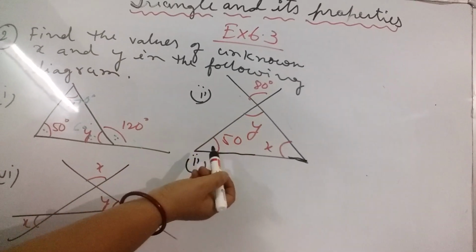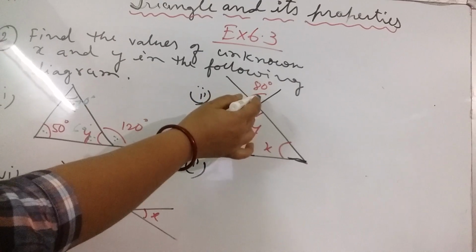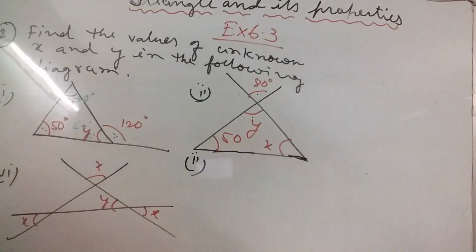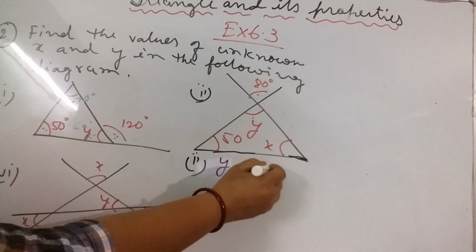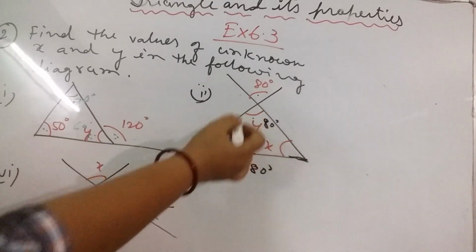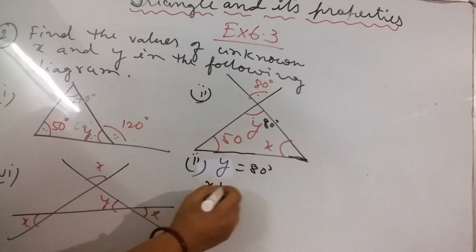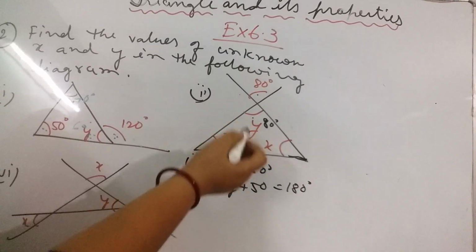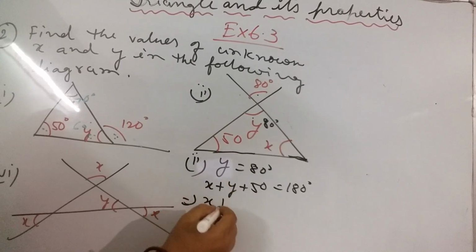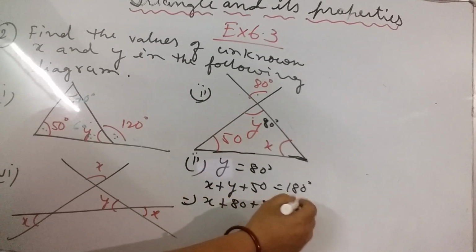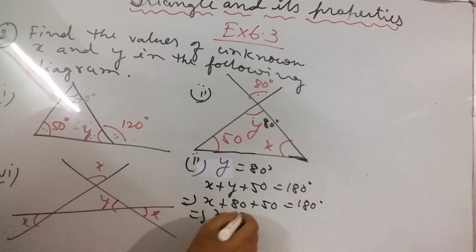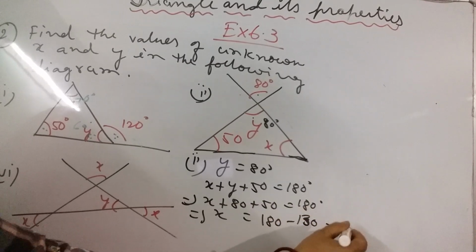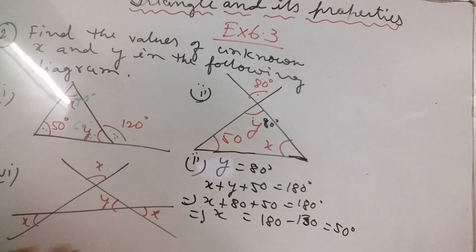Next, question number 2. You can see this y and angle 80 degree are vertically opposite. So y equals 80 degree. Using the angle sum property, you get x plus y plus 50 equals 180. You have found the value of y, that is 80. So x plus 80 plus 50 equals 180. So x will be equal to 180 minus 130, so it is 50 degree.